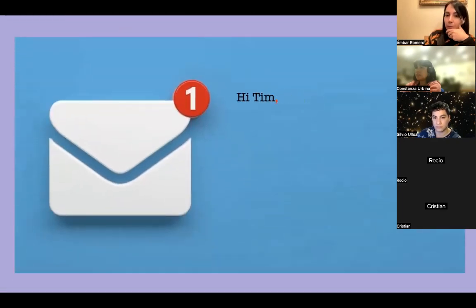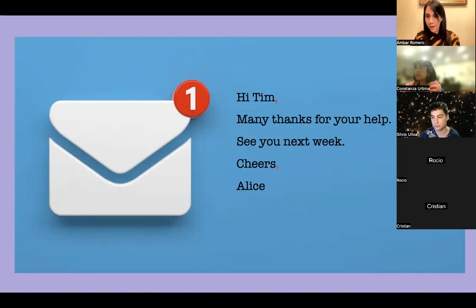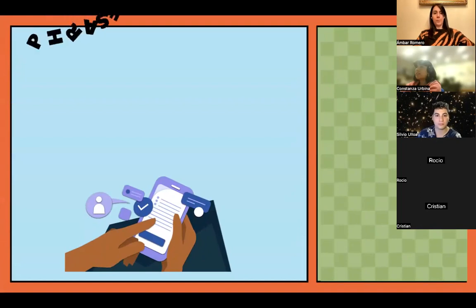The following example, formal or informal? Informal, of course, just because of the Hi, right? Hi, team. Many thanks for your help. See you next week. Cheers, comma, Alice. You see that the comma goes at the beginning and the comma goes at the end, before the signature. Are we clear about this? Yes. Okay, good.